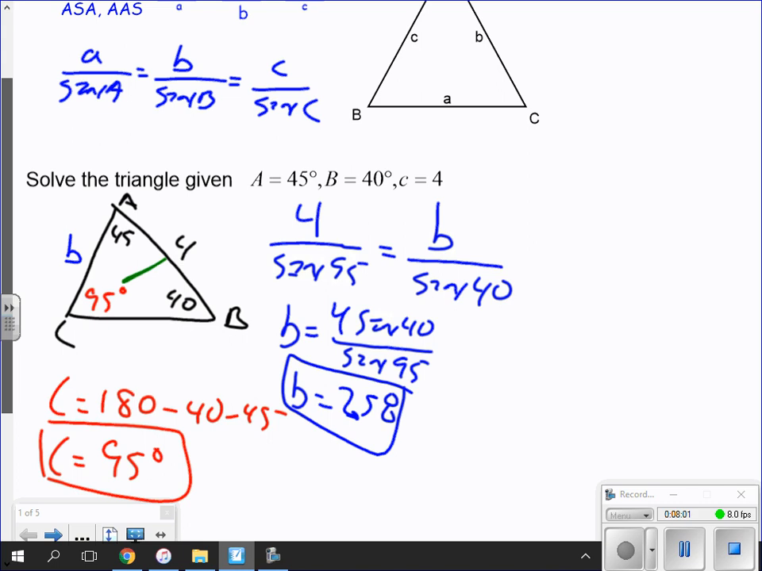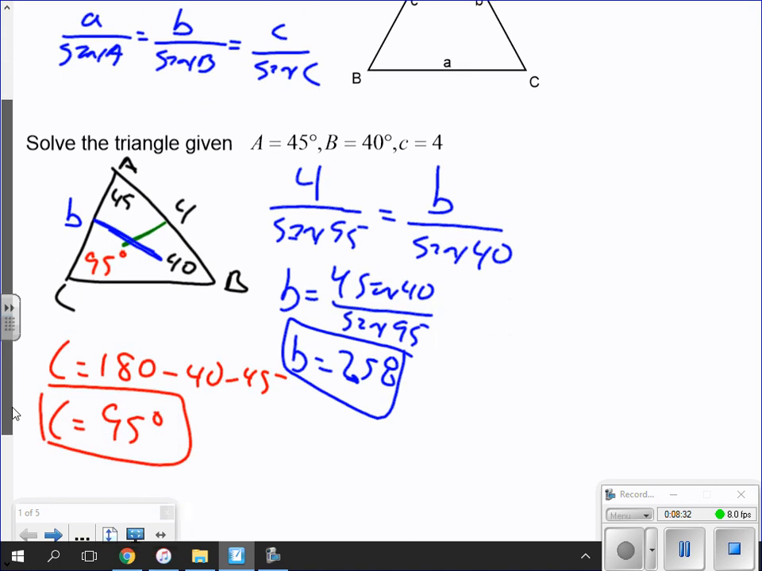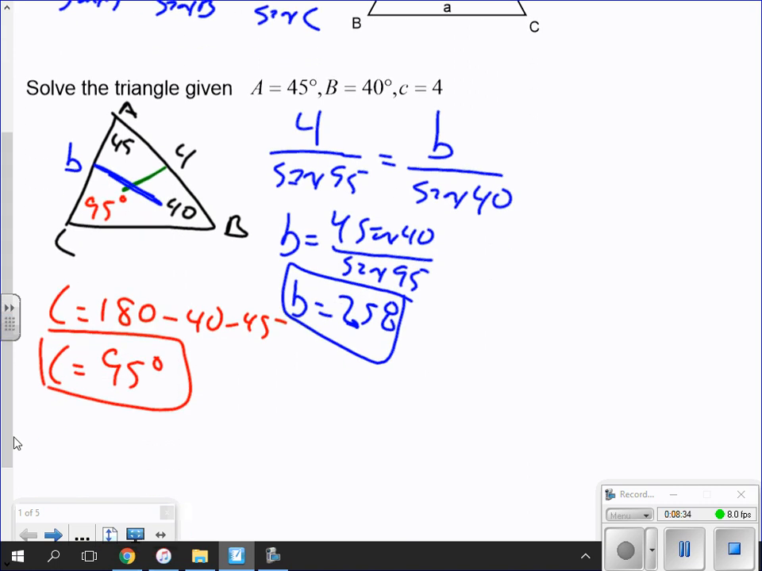So why did we use 4 and sine 95 and then sine 40? Because these are opposite and these are opposite, and that's what you do. You do it with the opposite ones, right? Because if you look at it, it's A over sine of A, B over sine of B, C over sine of C. But you have to have an angle and the side opposite, or you can't set up the proportion at all. Okay? So we figured out what B is. Now we got to do the same thing for our last side.